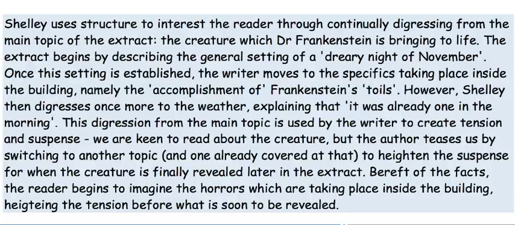This digression from the main topic is used by the writer to create tension and suspense. We're keen to read about the creature, but the author teases us by switching to another topic to heighten the suspense for when the creature is finally revealed later in the extract. So that's the why it's happening, and that's the bit that was missing. And I've got numerous examples in the revision guide of this, that it's not what's taking place.